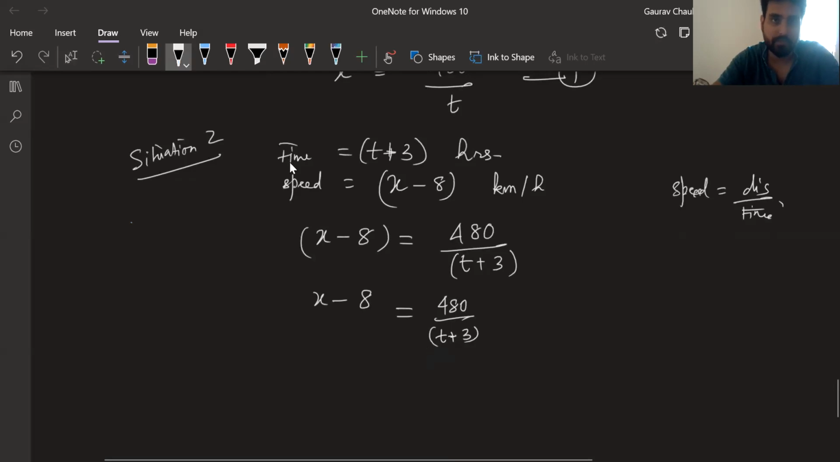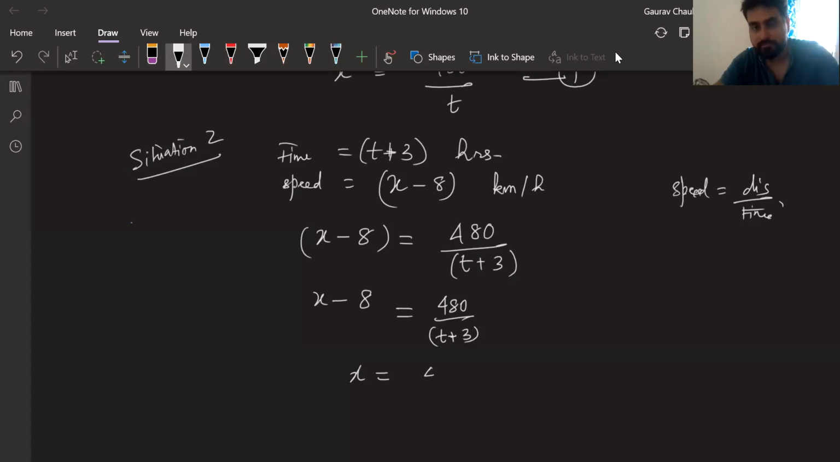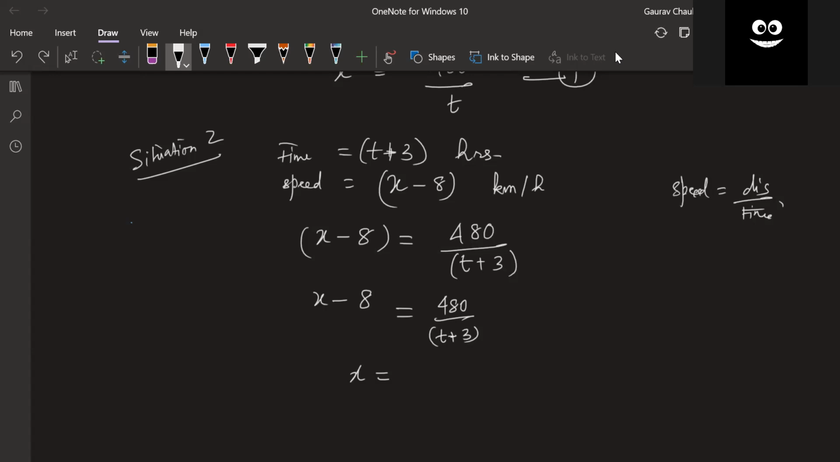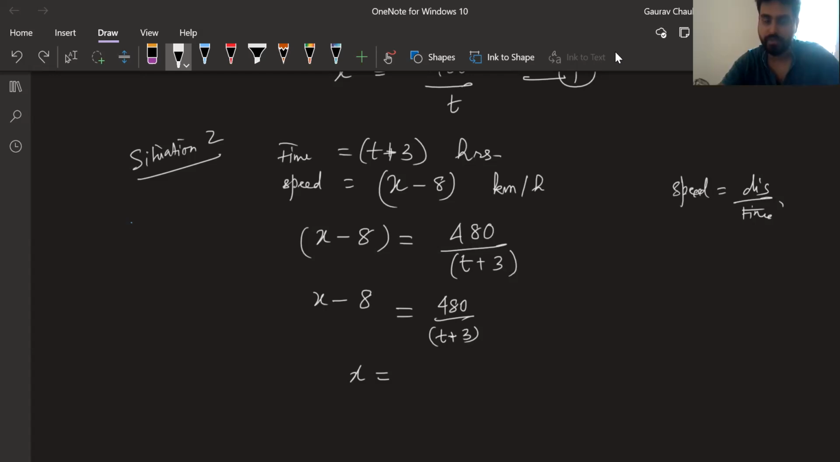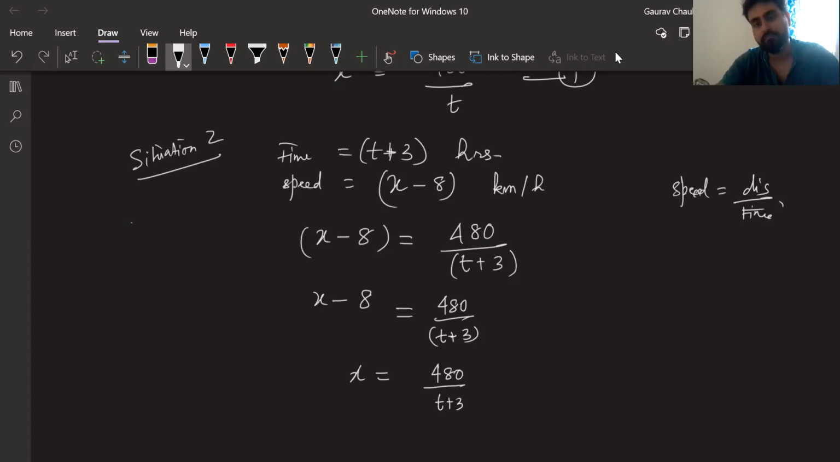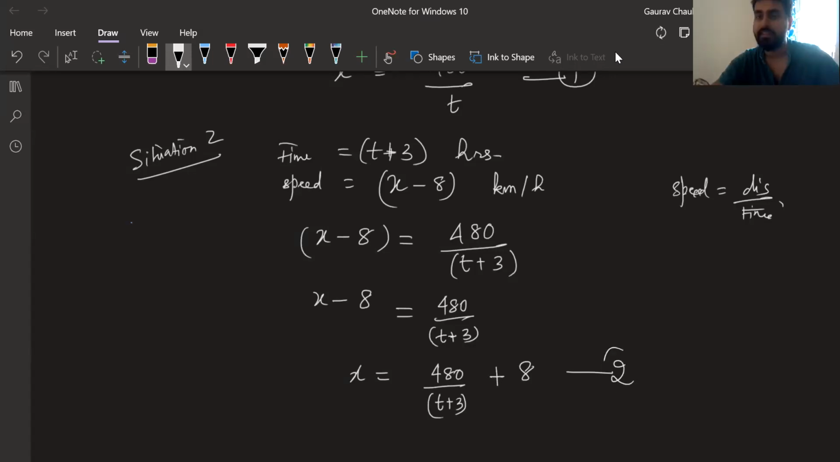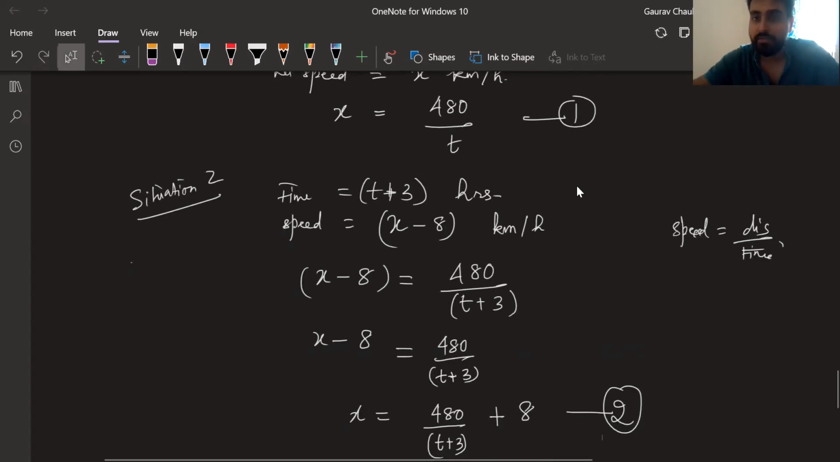Tulsi, go ahead. Sir, yes, sir. When we take minus 8 to the other side, it becomes plus 8, sir. So we will get our x value. Tell me, what do you get? How do I write x equal to? Complete this, Tulsi. What do I write? Sir, we'll write 480 by t plus 3, then plus 8. Perfect. Plus 8. This is the second equation now. Very good, Tulsi. I'll give Deepak and Tulsi 5 points.